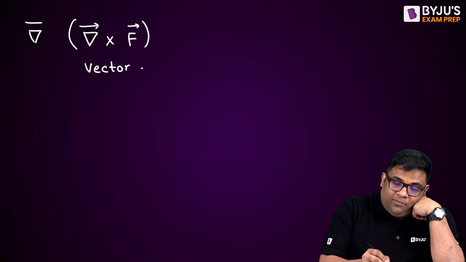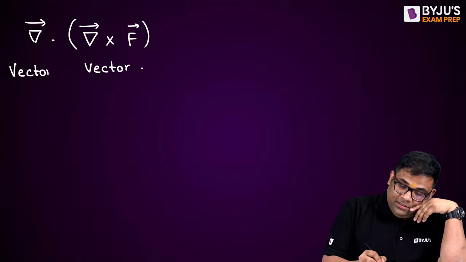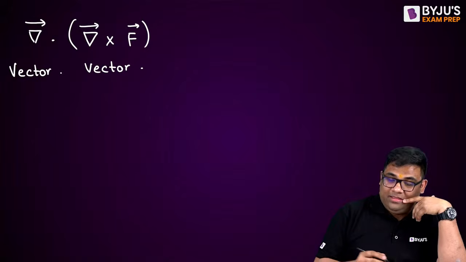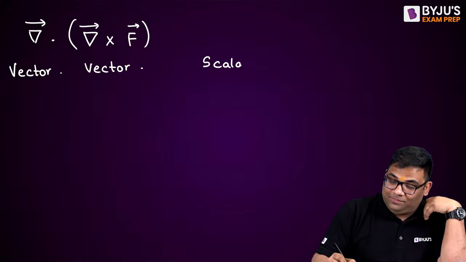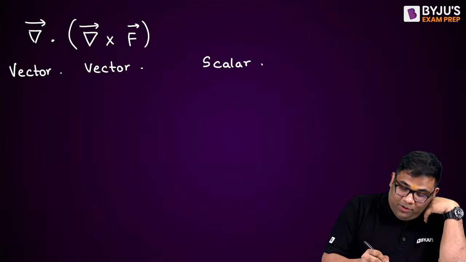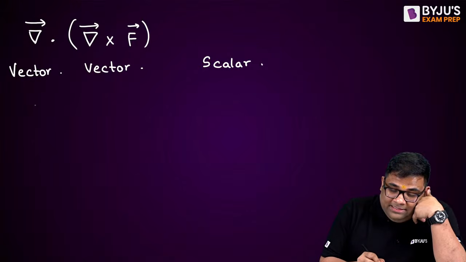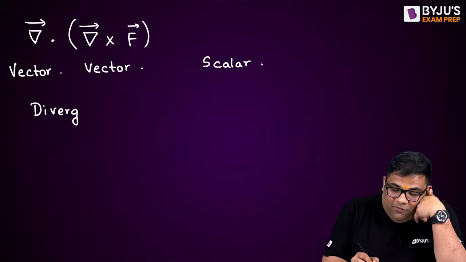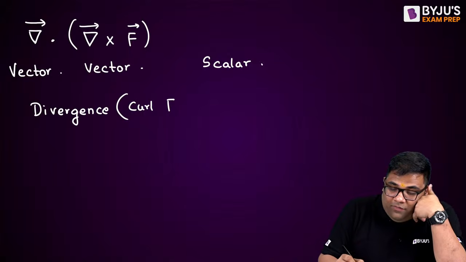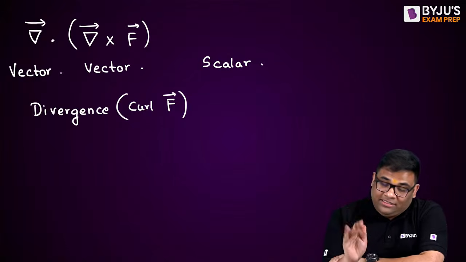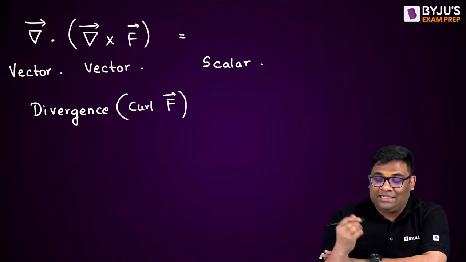Now if I take a dot product of del operator on this vector, that will give me what? It will give me a scalar, right? Yes, because it's a dot product. Now, can I say this is divergence of curl of f? Yes or no? So the divergence of curl of f, what is that value? Let us see that.